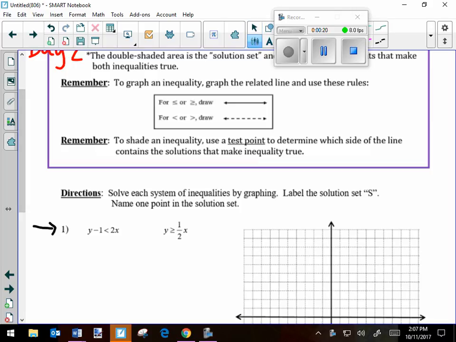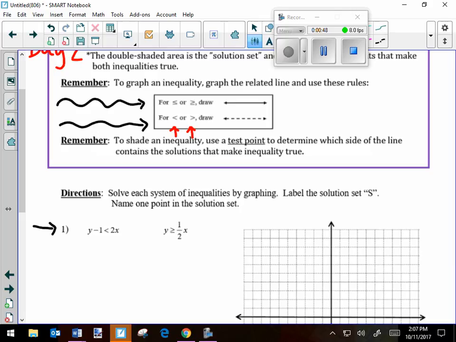They're considered inequalities because instead of just having an equal sign between them, they have inequality symbols: greater than, less than, greater than or equal to, less than or equal to. So these are the things that you need to be looking for. If your inequality has the equal sign underneath it, the line you're going to draw is a solid line. If it doesn't, like these two here and here, with no equal sign, it's going to be a dotted line.